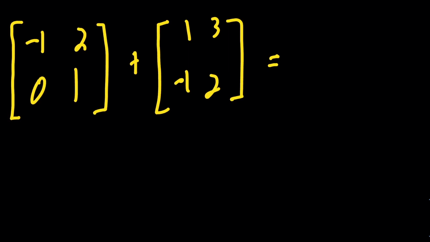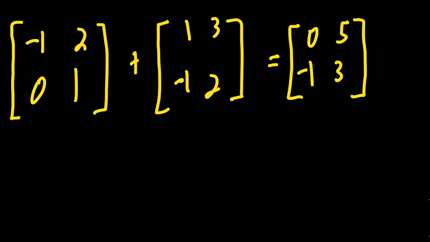So in this matrix, we're going to add each term exclusively. So we have -1 plus 1, which equals 0. 2 plus 3 is 5. 0, -1, -1. And 1 plus 2 is 3. And there you go. Now, this next example is going to be on the trickier side, and I'm going to show you in a short while.